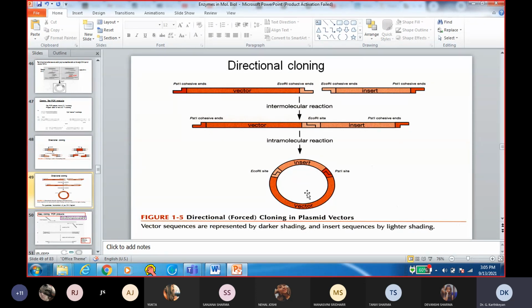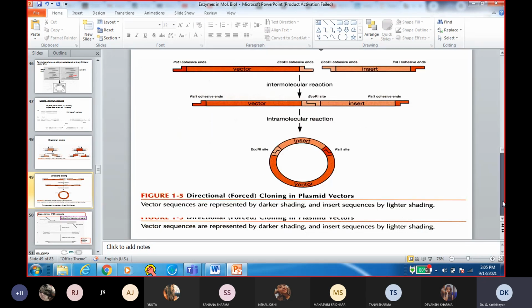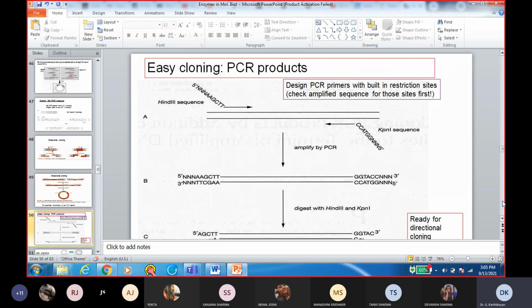It is forced because you have prevented these non-productive ligations. You have PstI and EcoRI ends, and they can never ligate back simply because they are not complementary. On the other hand, if you have just EcoRI or just PstI, the vectors can ligate back on themselves. So by doing this, you essentially force the cloning. This also is very successful.